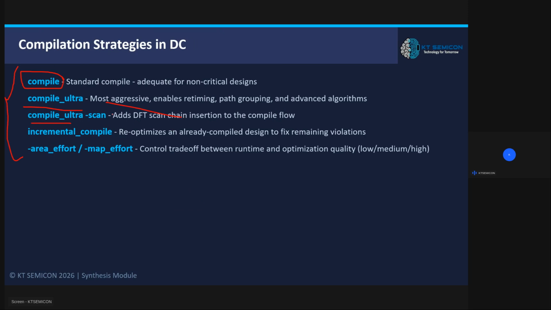And what is the need of this scan mode? Our design is divided into different chains, so we are checking the output at the end of each chain. Is there any error? At that time it will rectify the errors. Okay, so this is the compile ultra scan, and incremental compile, and area effort and map effort. These are the things we use when doing the compilation process.